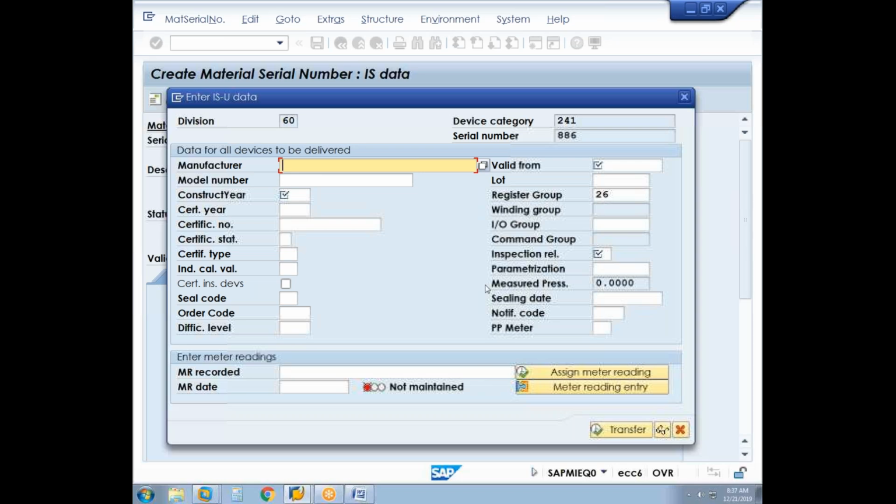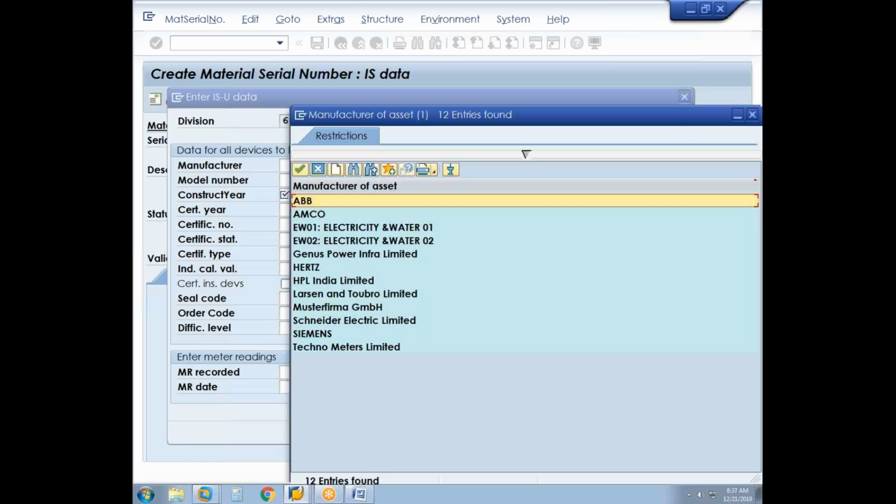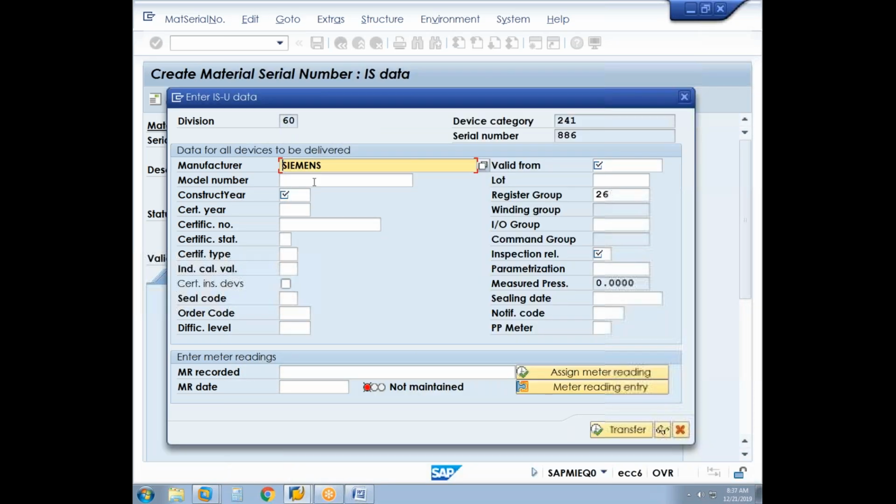Now who is the manufacturer of this device? We can declare the manufacturers in the system configuration. I will show you where you can define them. Let's say this particular meter is made by Siemens. Model number is SI, some number as given by the manufacturer. Construction year 2018. Certification year 2018.